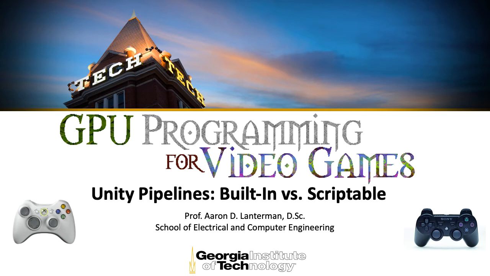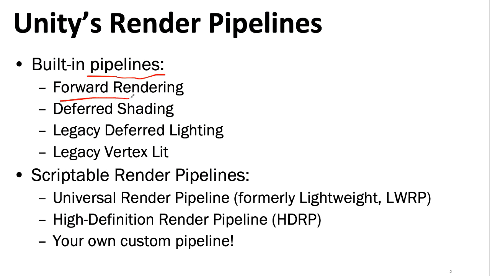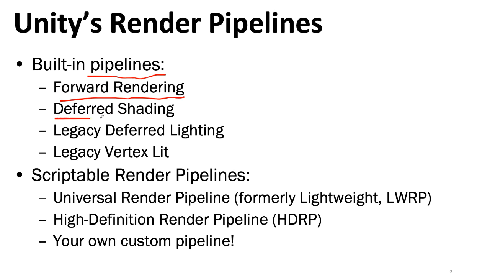Before we dig into actually writing some shader code here, we need to talk a little bit about the way Unity sets up its graphic systems. So for years and years, you had various pipelines that were built into Unity. Forward rendering is basically the kind of rasterization model that we've looked at so far. Deferred rendering is a little bit more complicated.